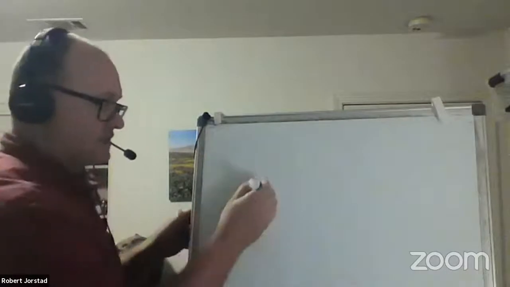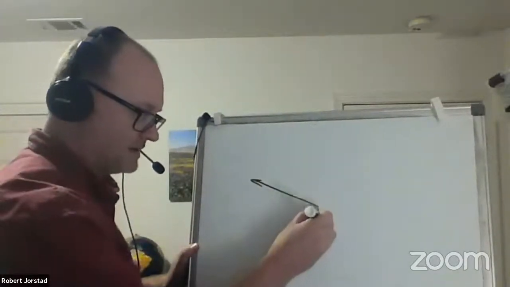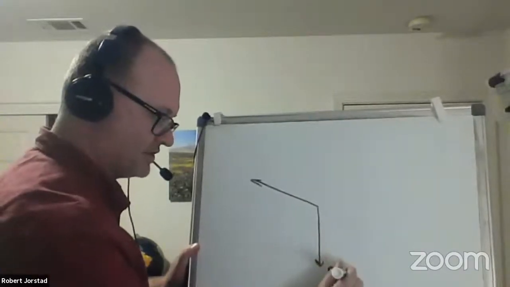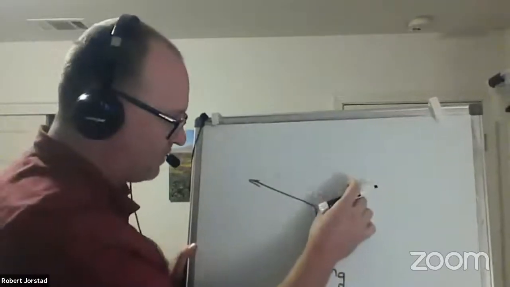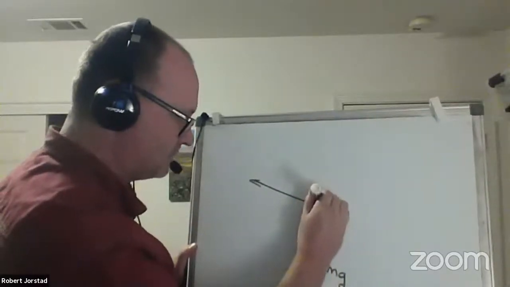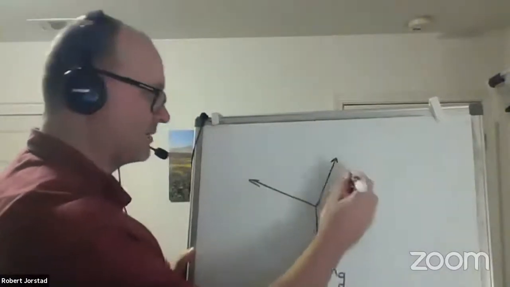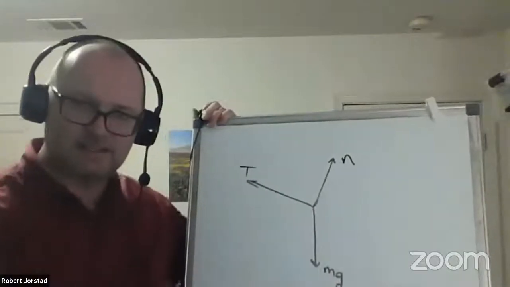We've got a string supporting this mass here. This is coming straight down. So this is the weight of an object, mg. There's a normal force. Normal forces are always perpendicular. So we have these forces like this.